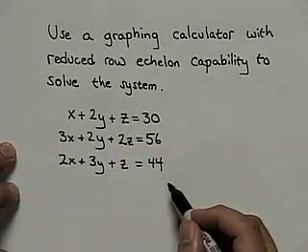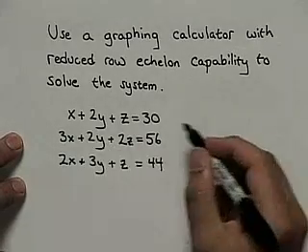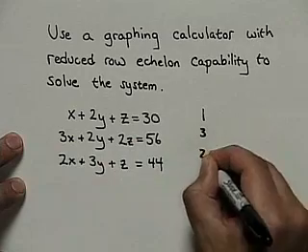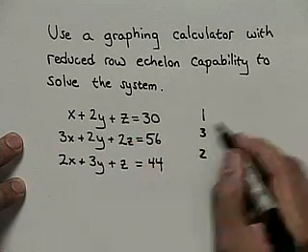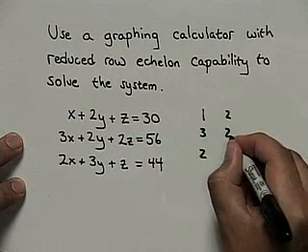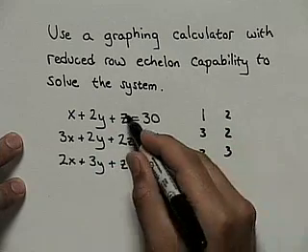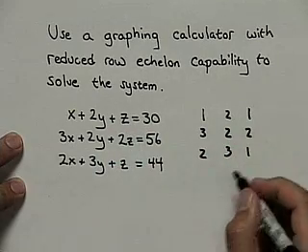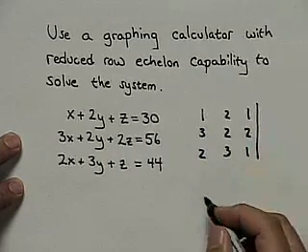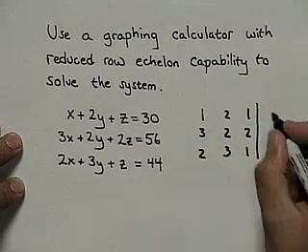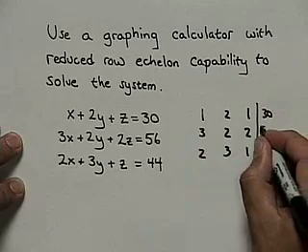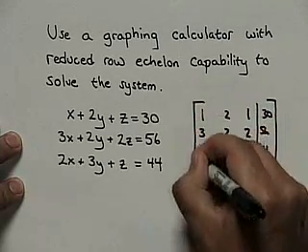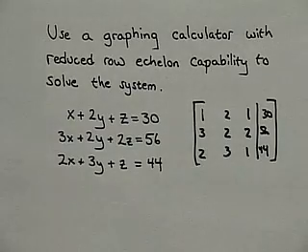So in order to put this in our augmented matrix, remember the first column is the coefficients of the x. So that's 1, 3, and then 2. Second column are the coefficients of the y's, which is 2, 2, and 3. Third column, coefficients of the z's, 1, 2, and 1. And then the last column is the constants, or the answers, which is 30, 56, and 44. So that would be our augmented matrix.